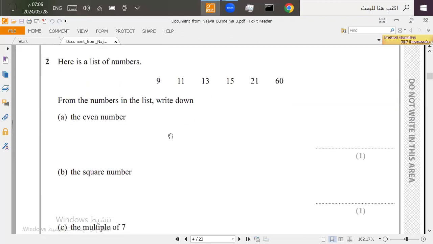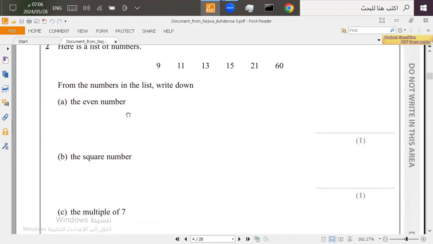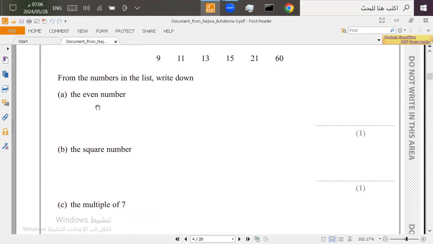Question 2. Here's a list of numbers: 9, 11, 13, 15, 21, and 60. From the numbers in the list, write down these. The even number. Which one is an even number? Very good. It's the 60. So the 60 is the even number.